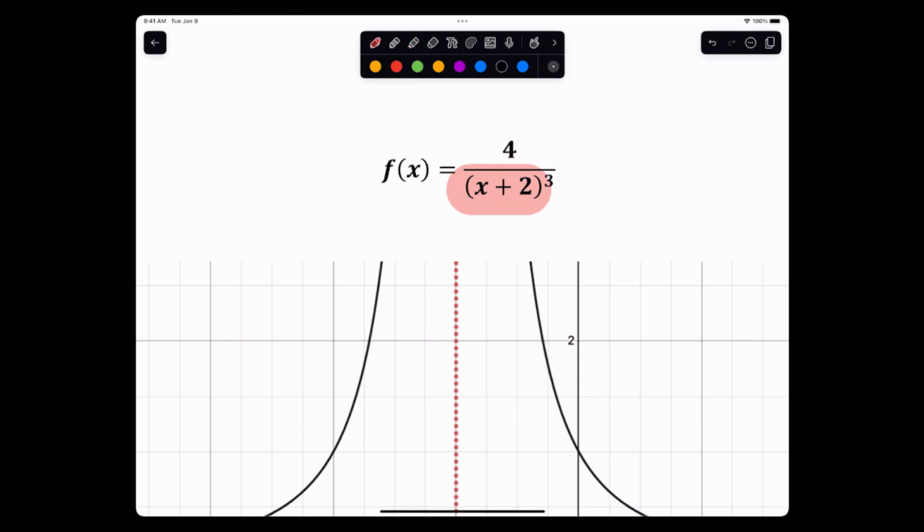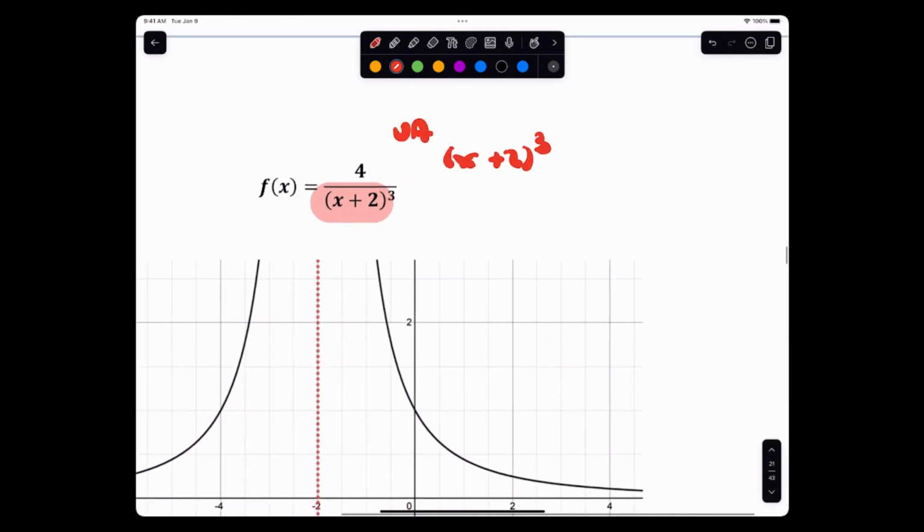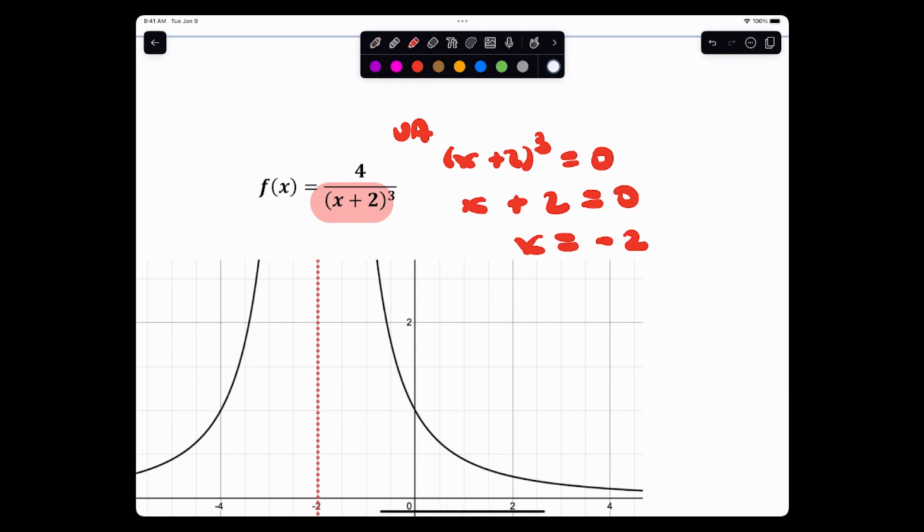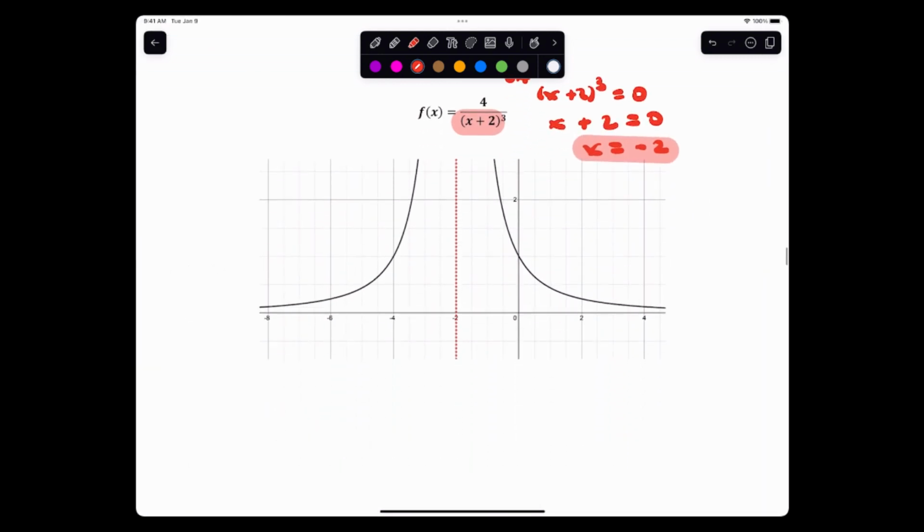But your vertical asymptote now, where's that going to be? Where x plus 2 to the third power equals 0. Is that right? And that implies x plus 2 is 0, which really means x will be negative 2, and that's the location of your vertical asymptote. So double check. Is that happening? Yes, it's right here. All right, you guys okay with that?